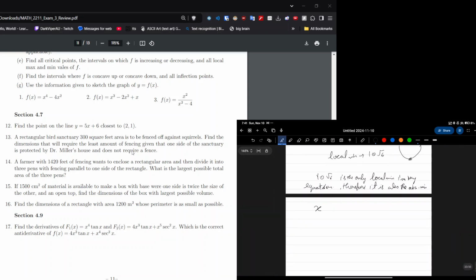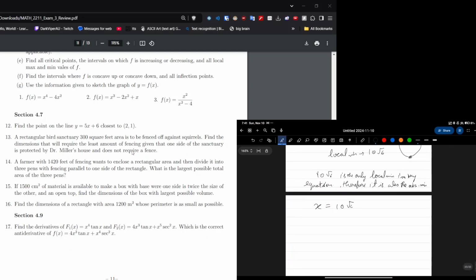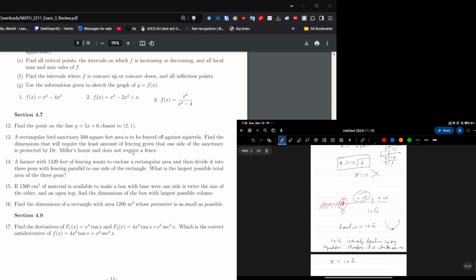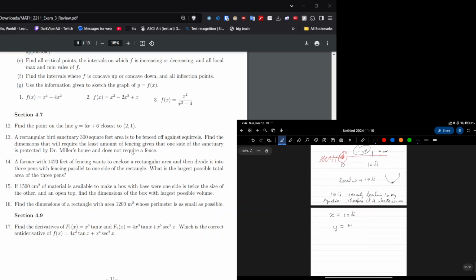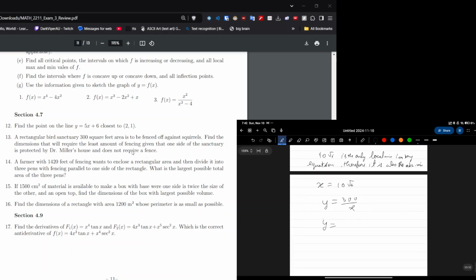Alright, now we had x, right? So x equals 10 root 6. We have established that this is the side that is the minimum. How do we find the y? We plug it into the equation that related them. y equals 300 over x. So that becomes 300 over 10 root 6, which is 30 over root 6. You can leave it like that. Doesn't make any difference.